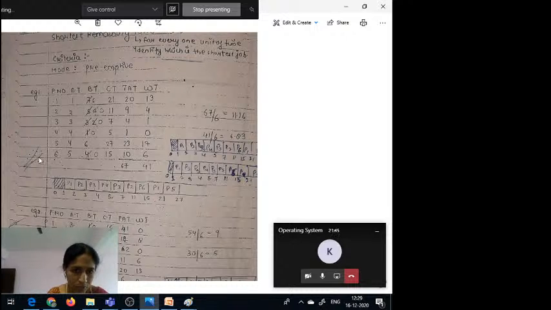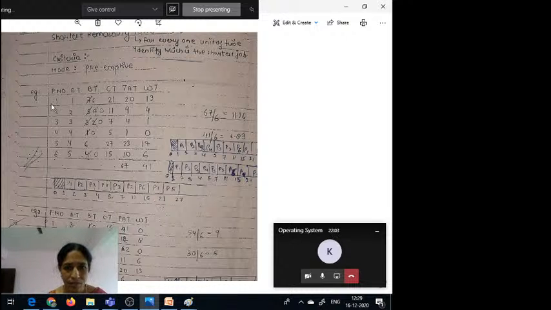Now observe here, there are 6 processes. The arrival times are 1, 2, 3, 4, 4, 5. These are the arrival timings. 7, 5, 3, 1, 6, 4 are the burst timings. Now see how it is working.